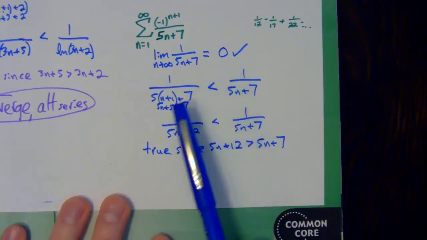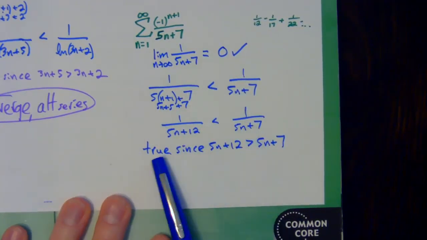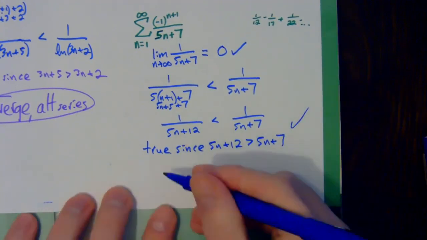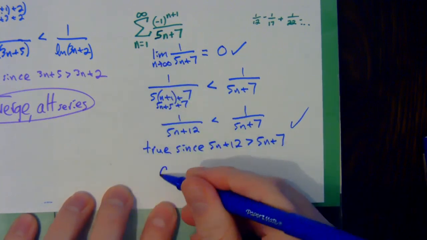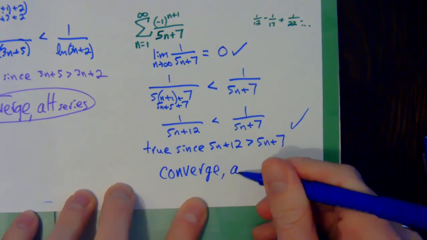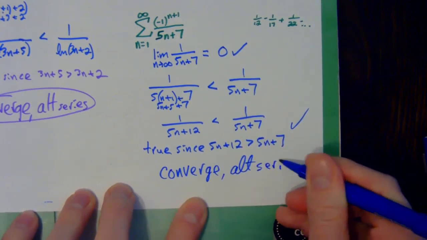So we got the limit is 0, and we have this written down, and we justify that that was true. So those two things acting together proves that this original series converges. So we're going to get converge, and then the test we're using is the alternating series test.